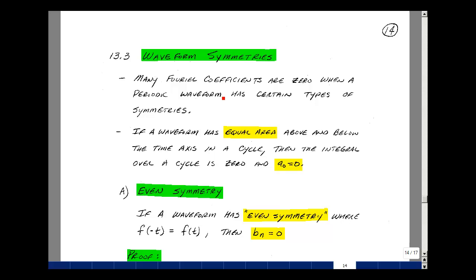Many Fourier coefficients are zero when a periodic waveform has certain types of symmetries. For example, if a waveform has equal area above and below the time axis for a cycle, then the integral over that cycle is zero. And that would make a of 0 equal to 0.